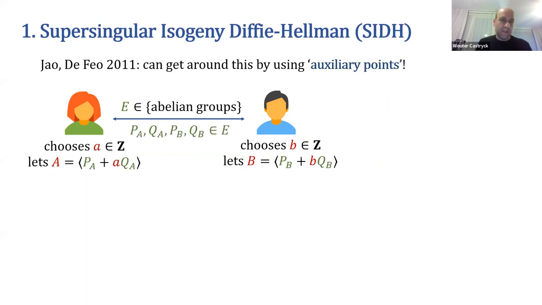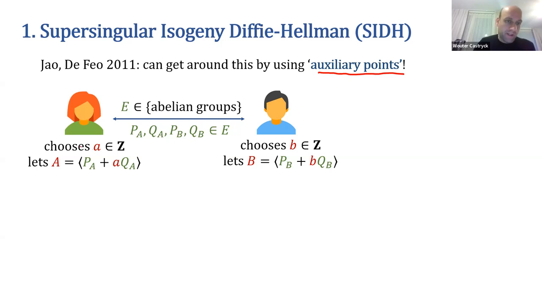And now the big insight that Zhao and De Feo had in 2011 is that one can get around this by using auxiliary points. You have to remember this work because this will be crucial. So what is the idea to make this work? Instead of just agreeing on a starting group E, Alice and Bob will also agree on four points, PA and QA, four group elements. PA and QA will be used to generate Alice's secret subgroup A, and PB and QB will be used to generate Bob's secret subgroup B.